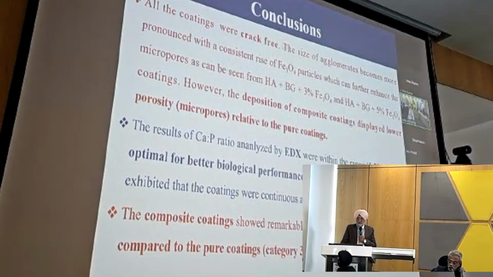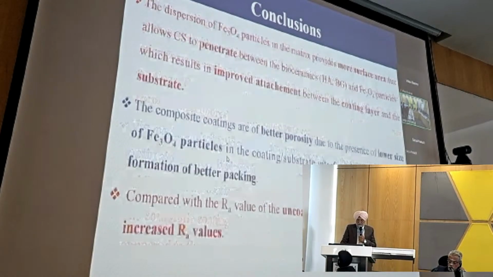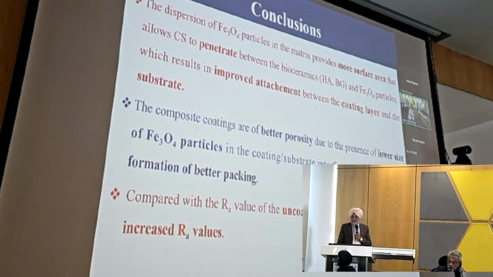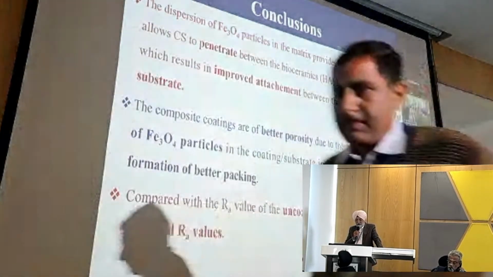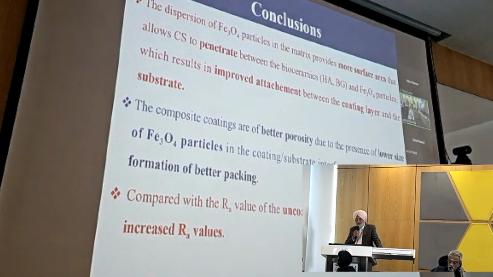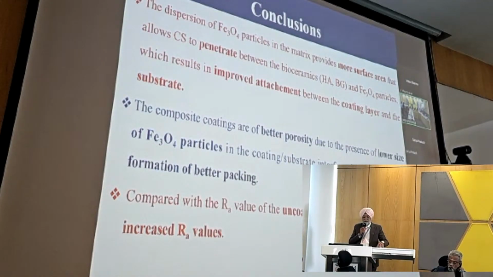This is because of the coating chemistry, because we have given a structure for everyone. The dispersion of Fe3O4 particles in the matrix provides more surface area that allows the coating to penetrate between the bioceramics, both types, HA and BG, and the magnetite particles, which results in improved attachment between the coating layer and the substrate. That's why when we perform the adhesion test, the adhesion is higher when we add 1% of magnetite.